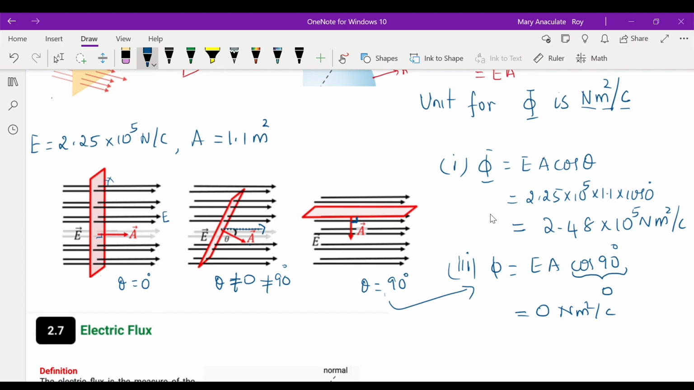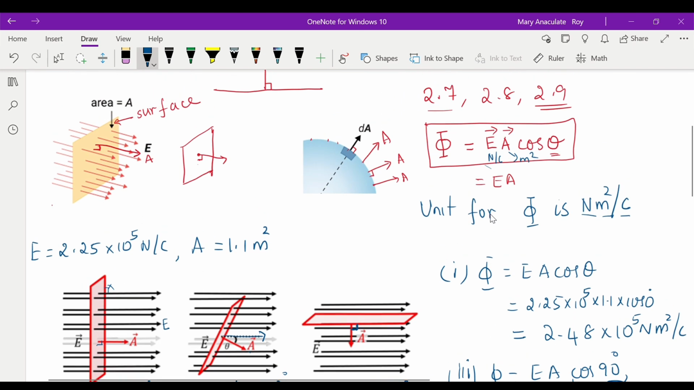And here, if the angle was given as any angle, assume it's 45 degrees. So if you substitute for the second part, you will substitute E times A times cosine 45 degrees and get the answer. Alright. So these are simple ones.